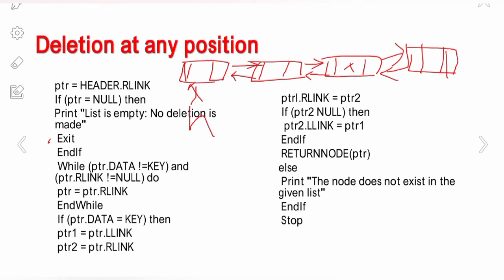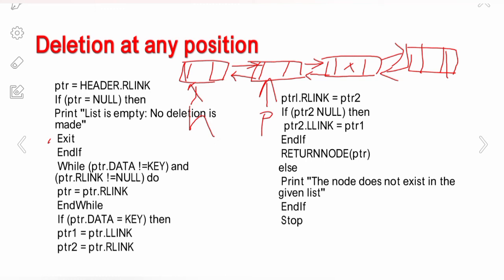So here pointer equals header dot r link. So we are taking a pointer that points to the right link of the header. The right link is this node, right? So it will point to this node, pointer. If pointer is null, then print list is empty. But here the pointer is not null, so we will skip the if part here.